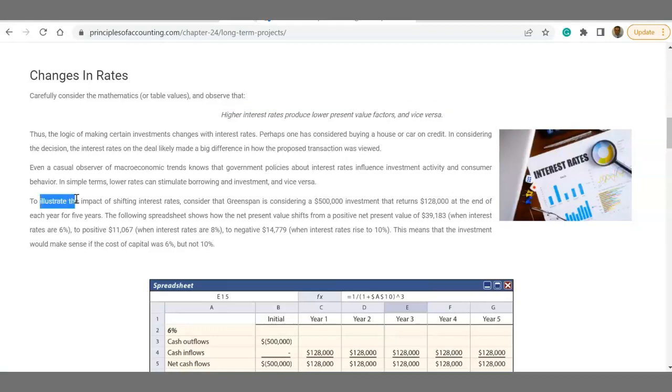Okay, let's read this one. Consider that Greenspan is considering a $500,000 investment that returns $128,000 at the end of each year for 5 years. The following spreadsheet shows how the net present value shifts from a positive net present value of $39,000 when the interest rate is 6%, to positive $11,000 when the interest rate goes to 8%, to negative $14,000 when the interest rate goes to 10%. That means the investment would make sense if the cost of capital was 6%, but not 10%.